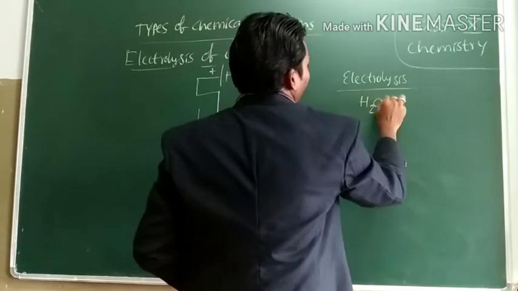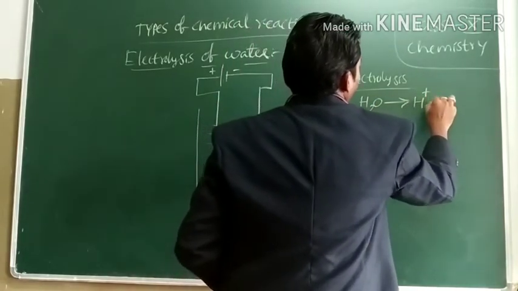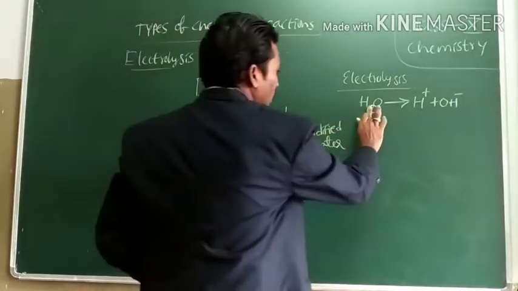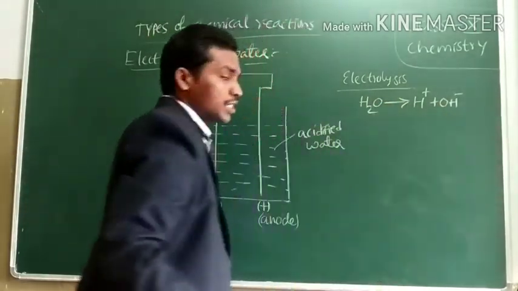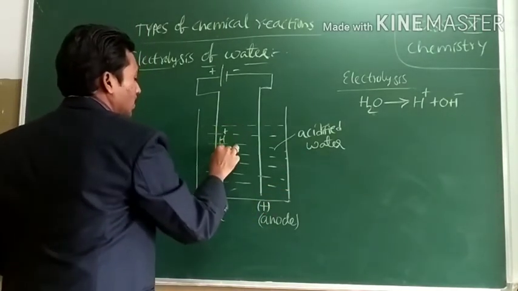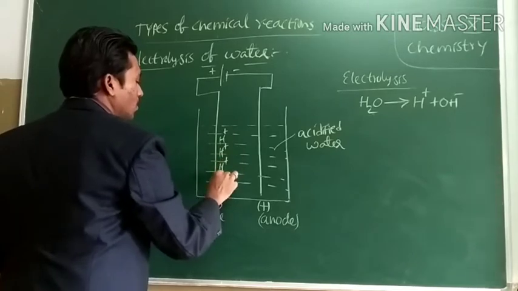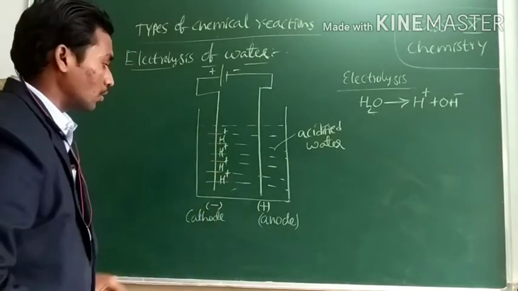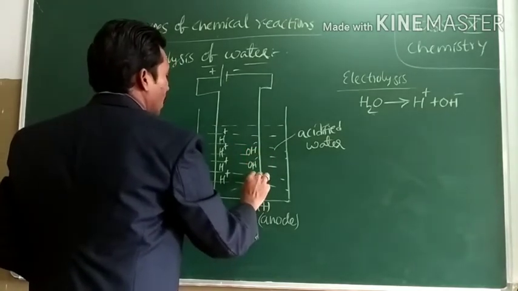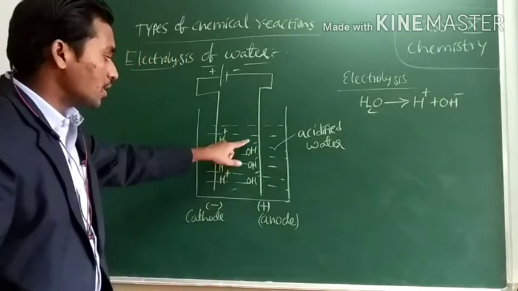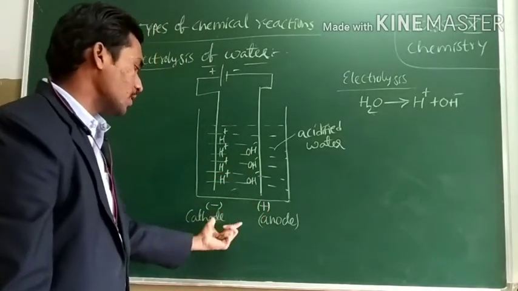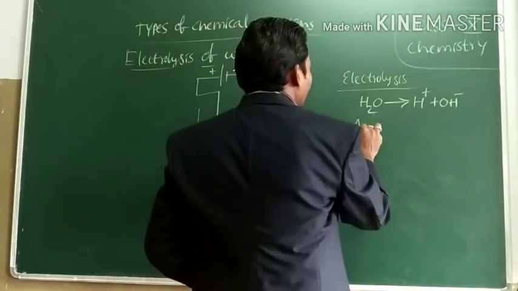The formula of water is H2O, which dissociates into H plus and OH minus ions. H plus ions are collected at the cathode because the cathode has a negative charge. That's why positive ions are collected at the cathode. And OH minus ions are liberated at the anode because the anode has a positive charge. So different reactions take place at different electrodes. Let us see at the cathode.